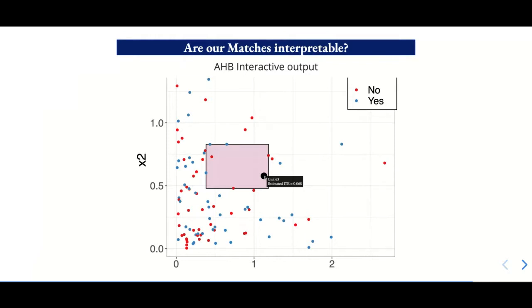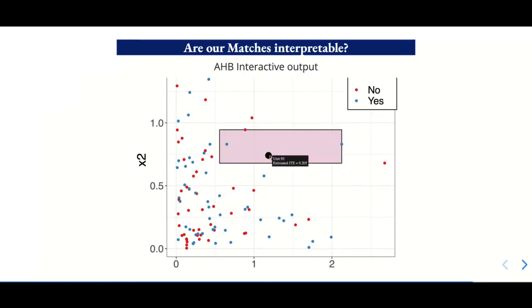You can look at this unit and say, well, this unit got a treatment effect estimate of 0.06 because it was matched to these other units here. And you can also go in and look at the boxes made for those units. You can have visual confirmations of your assumptions by looking at, where the data is denser, boxes are indeed smaller. Where the data is sparser, boxes are indeed larger. And so, again, I think that this is very easy to interpret visually.